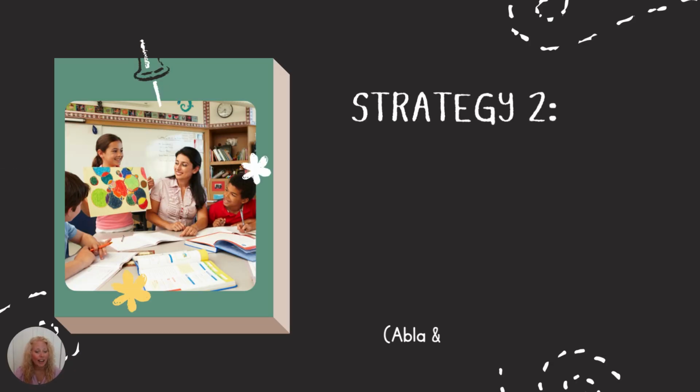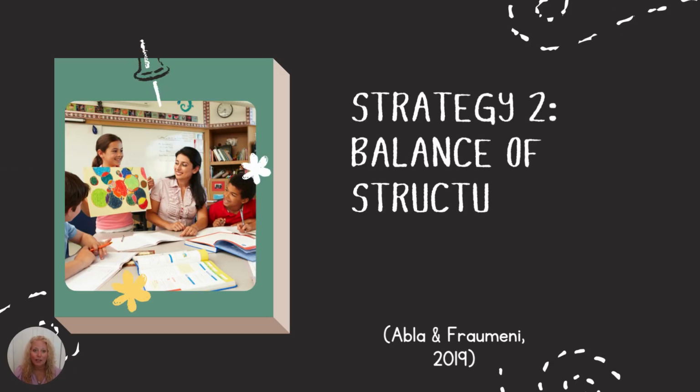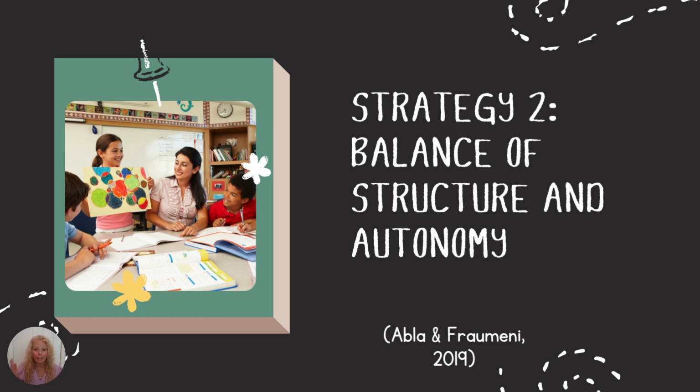The second strategy I want to talk about for engagement is the balance of structure and autonomy. Good classroom management often involves structure, while poor classroom management can turn into chaos. Students can become more engaged with a bit of autonomy in their day. So teachers have to seek a balance so that chaos doesn't take over.